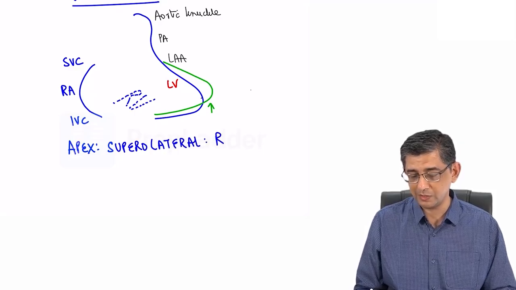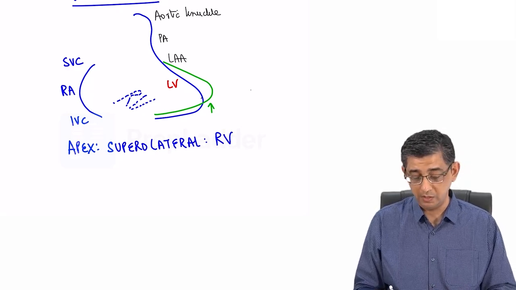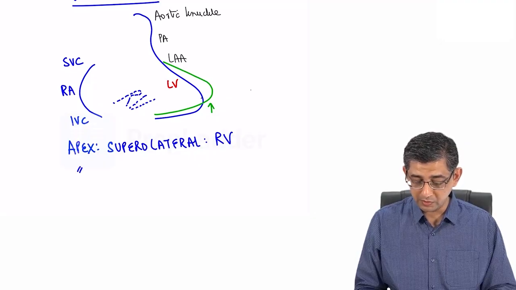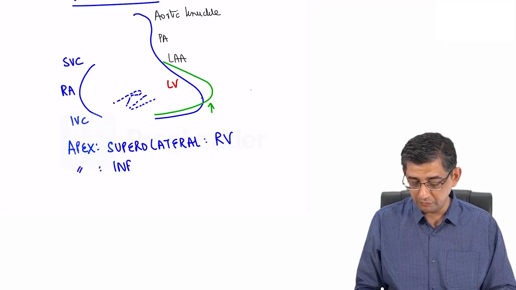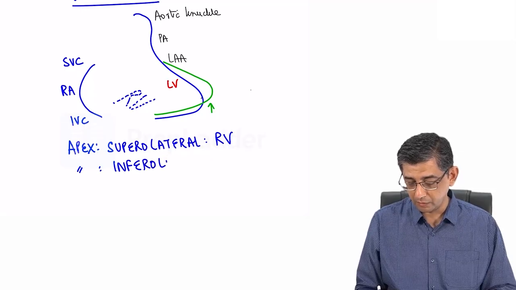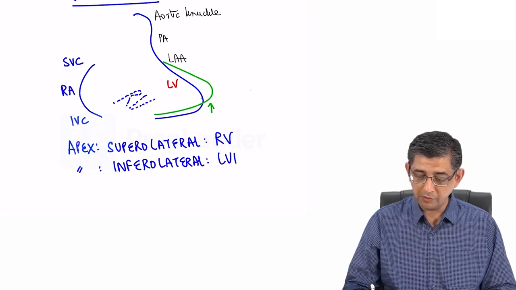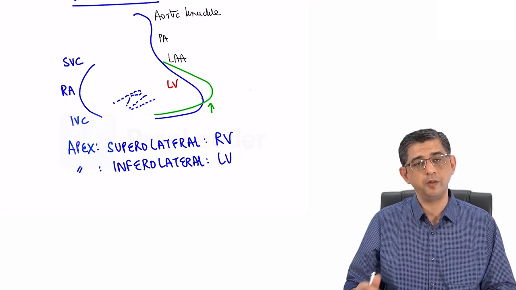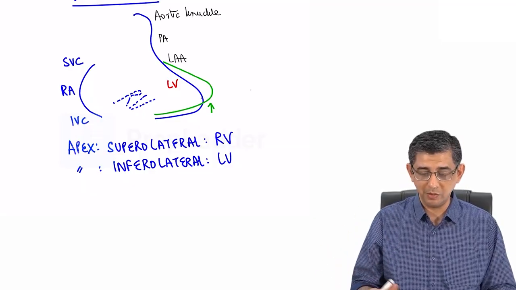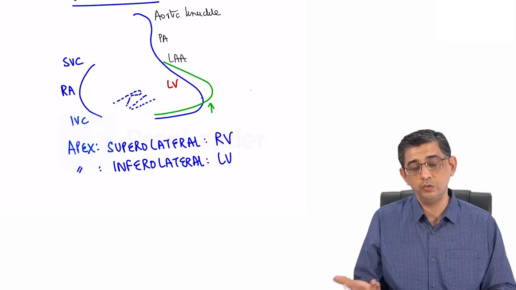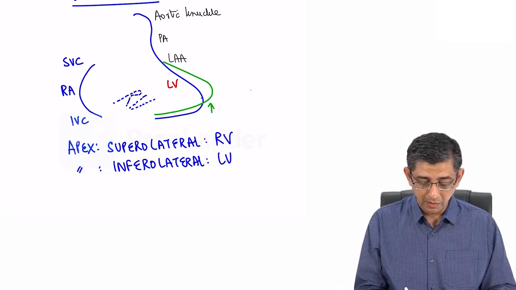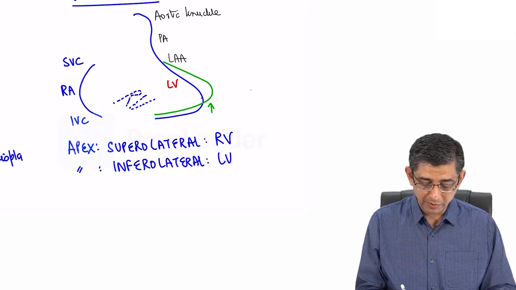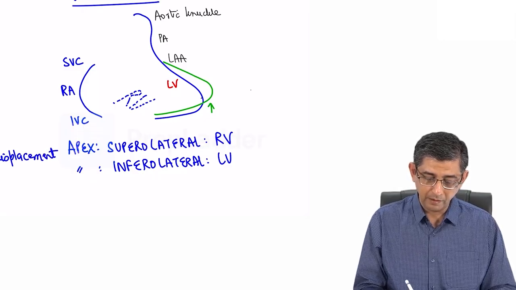You can see the right is actually pushing the left. So there's definitely a superolateral displacement. In contrast, if you notice that it's going to be relatively inferolateral, then it's going to be left ventricular enlargement. If you're not able to make out anything, then preferably try to answer as right only. Why I'm saying this is because if the examiner wants to trick you, he'll usually give you a right ventricular enlargement. I am highlighting displacement of the apex per se.